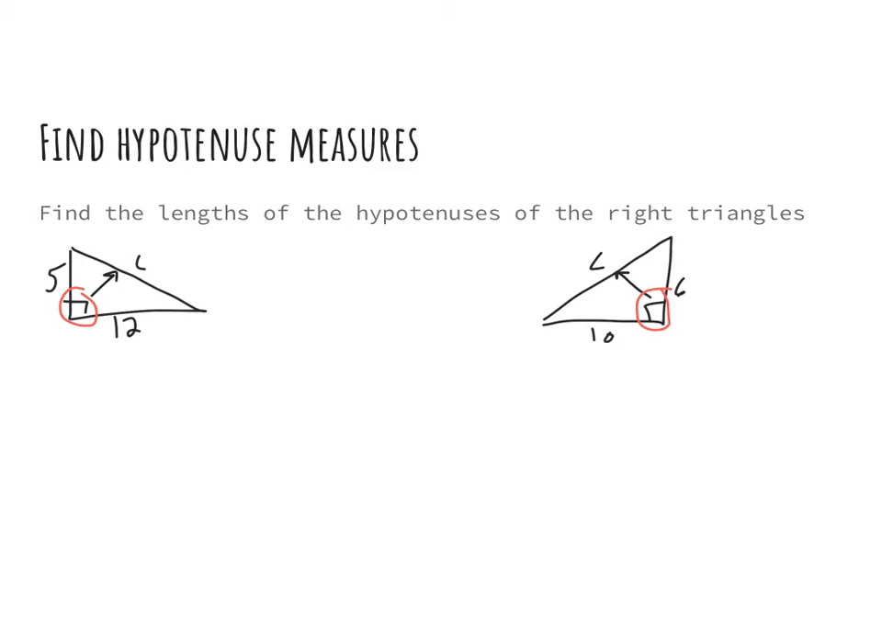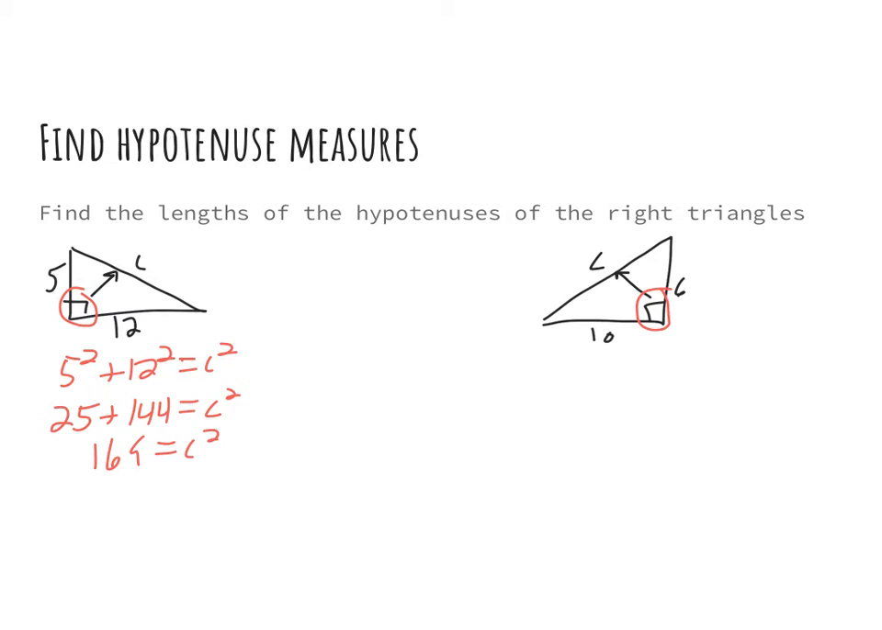If we're given the two legs and we're asked to find the hypotenuse, we can take A squared plus B squared equals C squared. So we're going to have 5 squared plus 12 squared equals C squared. 5 squared is 25, 12 squared is 144. Add those two together, we get 169.